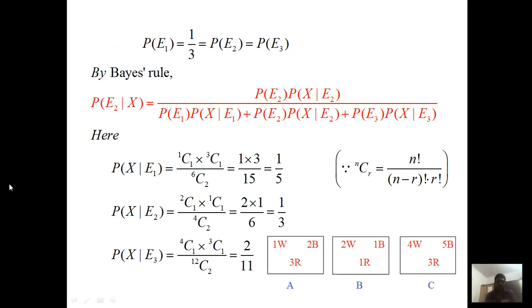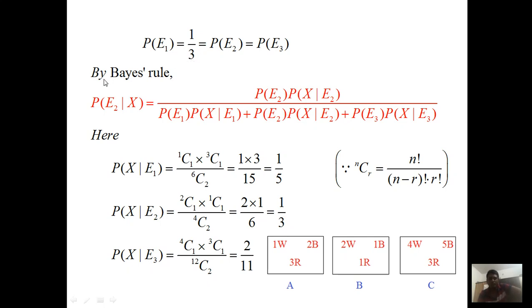Now probability of E1 is 1/3. It's a very simple thing. There are 3 boxes, and out of these 3 boxes, for the probability of selecting the first box, our favorable outcome is just the first box. So favorable outcomes is 1. So the numerator is 1 and the denominator is 3, because there are 3 boxes in total. So probability of E1 is 1/3. By the same argument, probability of E2 is 1/3, because our favorable outcome is the second box, which is again 1, and in total there are 3 boxes, so 1/3. Similarly probability of E3 is 1/3.